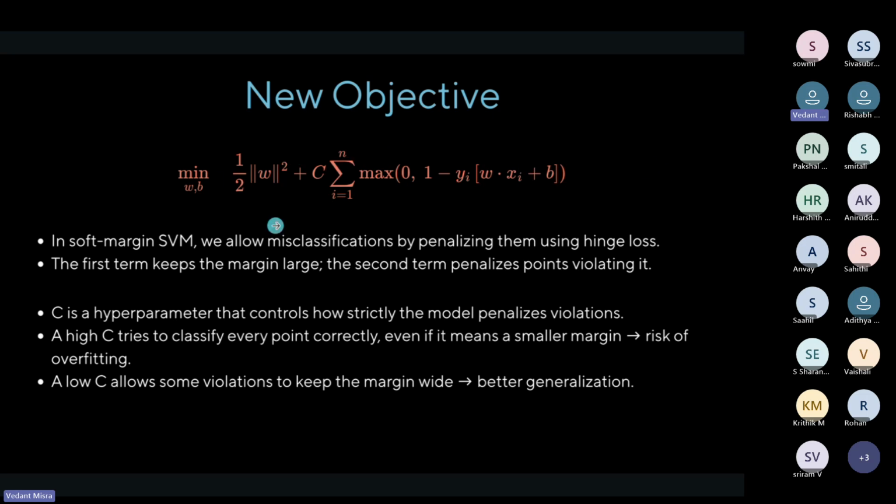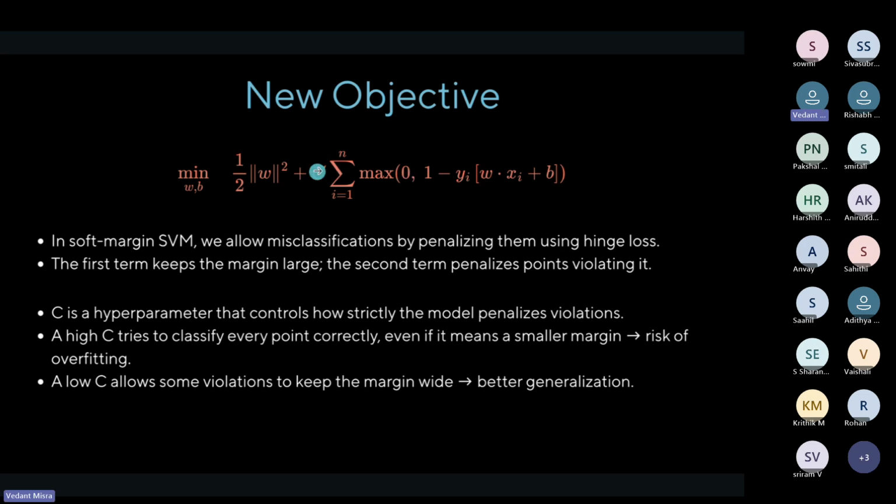Initially it was just half the norm of W squared, which was saying we want the widest margin. But now we're adding this term. So basically for every misclassified point, this will add to the error term. And C is just a hyperparameter that controls how strictly we want to punish the model. If C is very high, even for small errors, the overall error will increase. So a high C will try to correctly classify every point, even if we get a smaller margin.